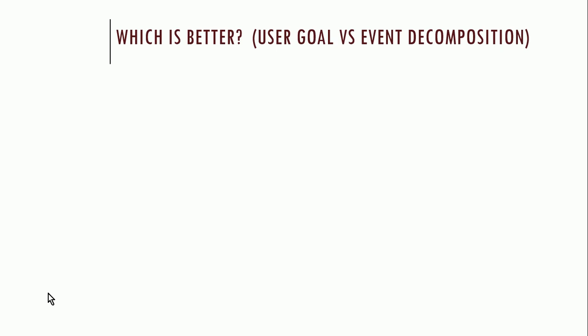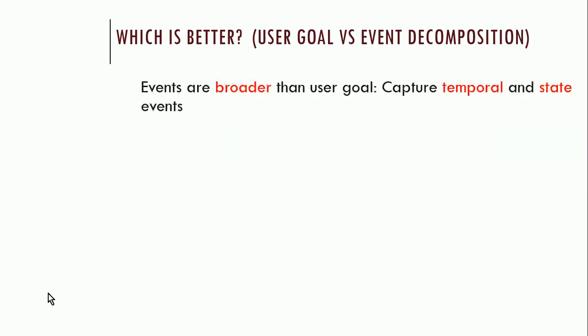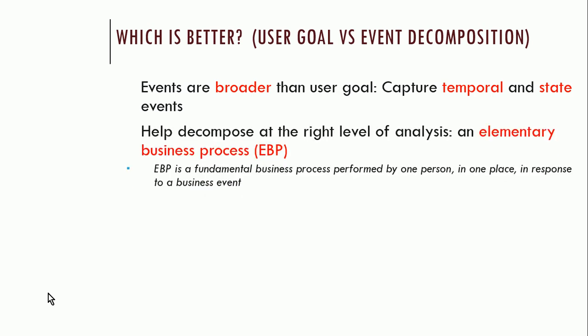Now, which is better, user goal or event decomposition? Technically, events are broader than the user goal because it captures both temporal and state events. So the event decomposition is a little bit better than user goal because if I asked you on a test which is better, which one captures temporal and state, the answer is event decomposition, not brainstorming.